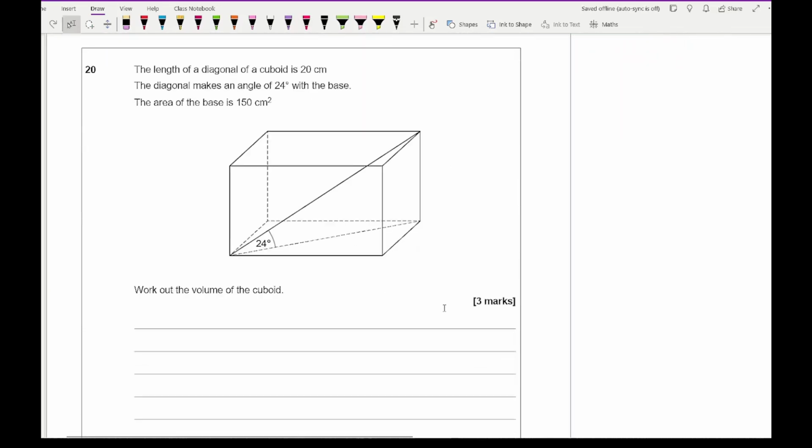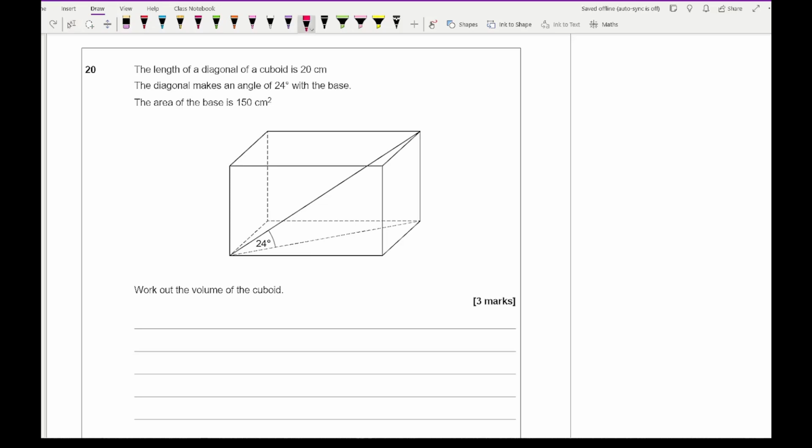Then moving on to question 20, it says the length of a diagonal of a cuboid is 20 centimeters. The diagonal makes an angle of 24 degrees with the base. The area of the base is 150 centimeters square. Work out the volume of the cuboid.